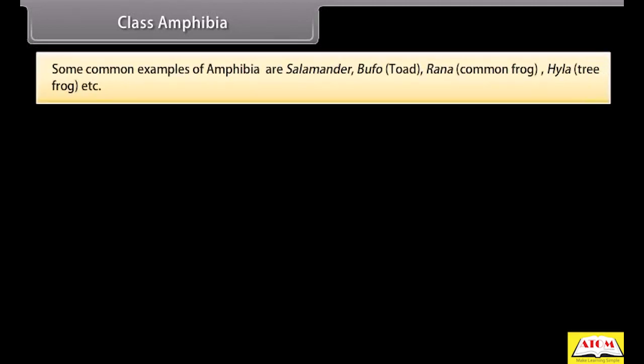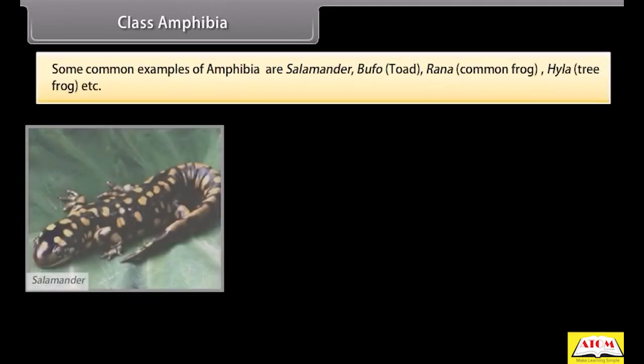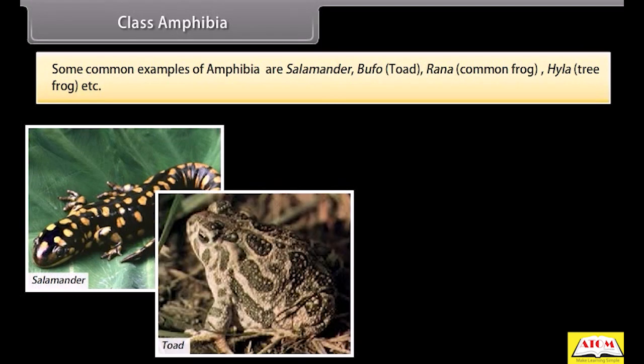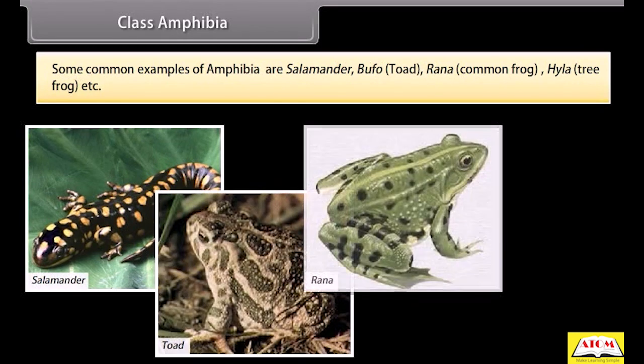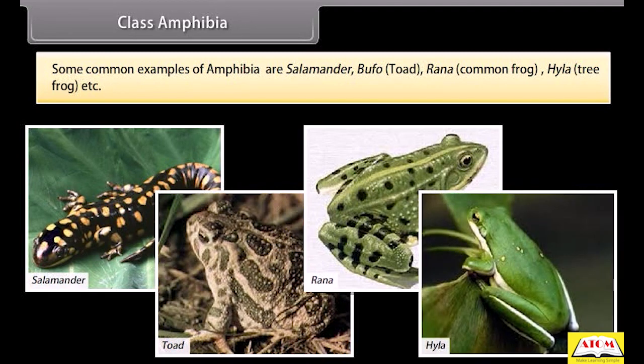Some common examples of amphibia are salamander, Bufo, toad, Rana, common frog, Hyla, tree frog, etc. Class Reptilia.